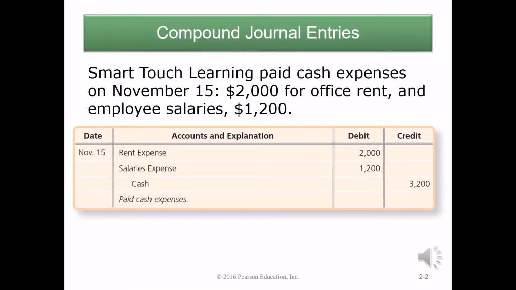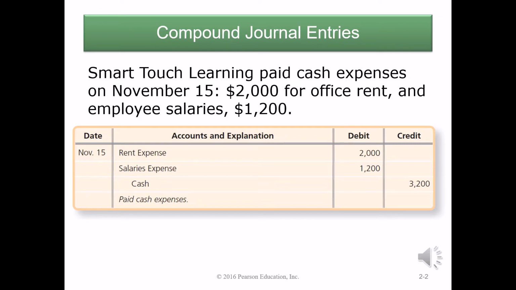Before we get into the content of today's PowerPoint, I wanted to introduce two things to you. The first is compound journal entries. Here's a transaction that occurred on November 15. Smart Touch Learning paid cash expenses of $2,000 for office rent and employee salaries of $1,200. You could do two separate journal entries for this, or you could combine them into one journal entry.